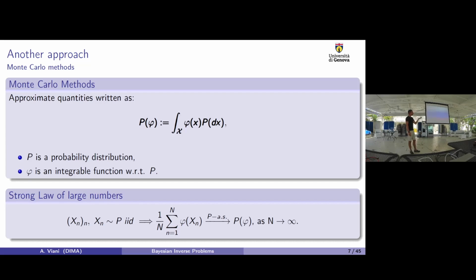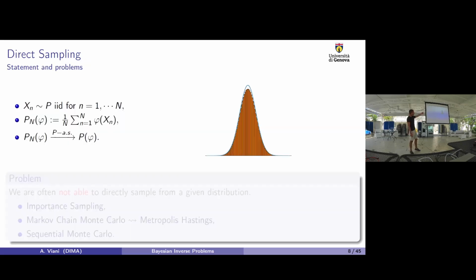There is nothing so terrible, so we can use the so-called direct sampling, or something similar. It has many names, but we sample IID random variables, then we evaluate the approximation of the integral, and then we are sure that this converges.